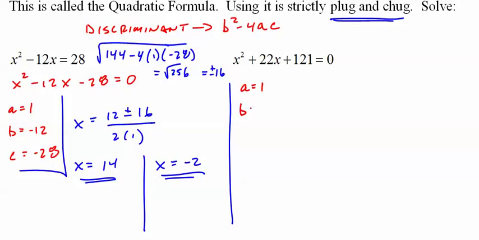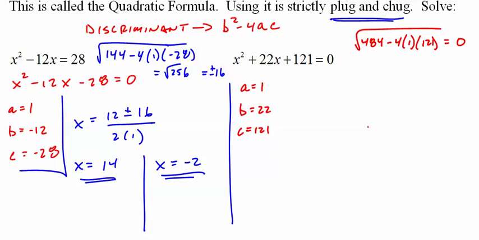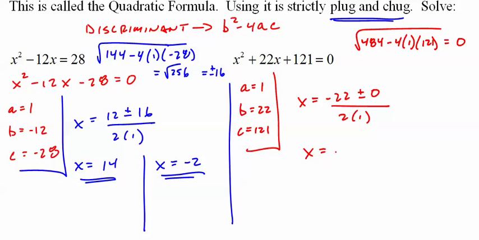a equals 1, b equals 22, c equals 121. I throw it up here. 22 squared, 484 minus 4 times 1 times 121 equals 0. Interesting. x equals negative 22 plus or minus 0 over 2 times 1. x equals negative 11.